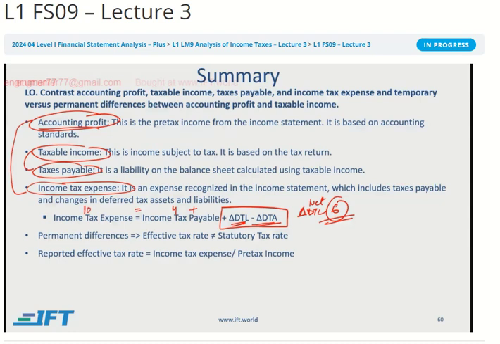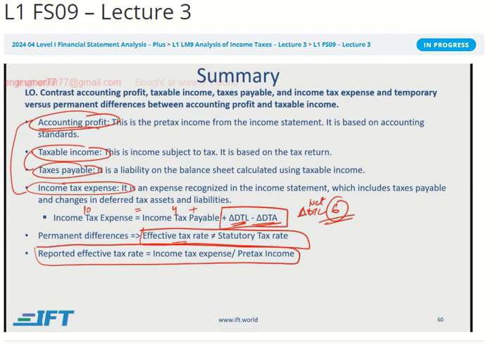So next thing is permanent differences will lead to your effective tax rate being different than your statutory tax rate. So for example, if you've got interest income coming in from municipal bonds, your effective tax rate will be low. Or if you're paying fines, then your effective tax rate will be higher than your statutory tax rate. And your formula for reported effective tax rate, so effective tax rate is equal to what is shown on your books, your financial reporting books. So you take your income tax expense, right, and you divide it by your pre-tax income from your financial reporting books.